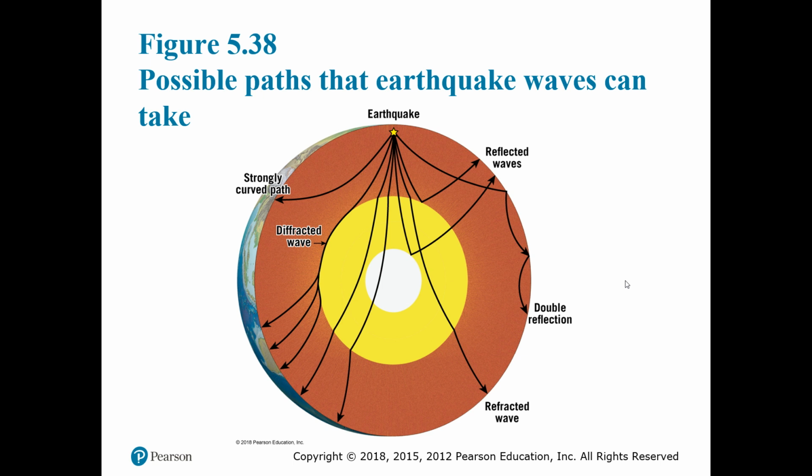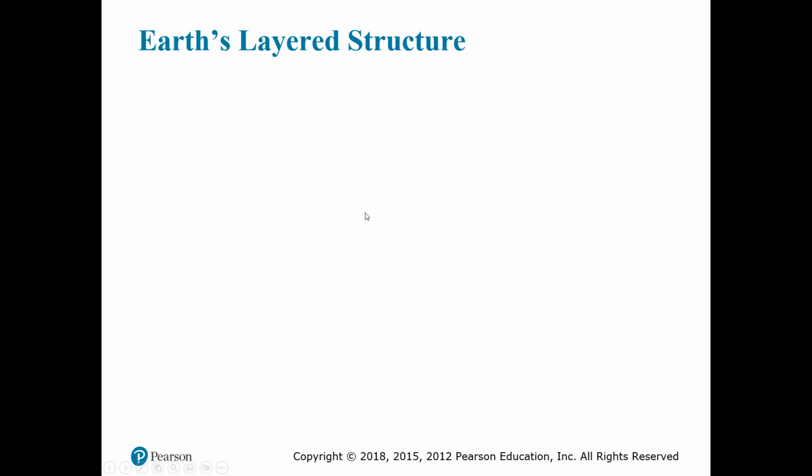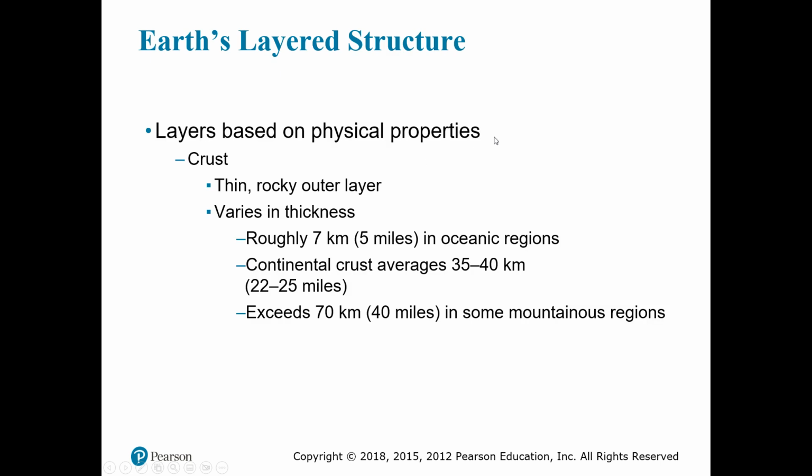We see the bending, or diffracted waves, the bending of the waves around this area here, so they're not traveling through, they're diffracted. We see a reflection of waves, in some cases a double reflection of waves. Waves that will travel through the earth still change speed and direction based on the density of the materials underneath. So again, based on this information, we're able to create this model of what the interior of the earth looks like. So we know we have the crust, that's the thin, rocky outer layer.